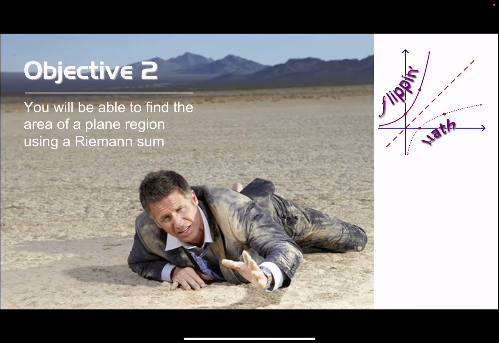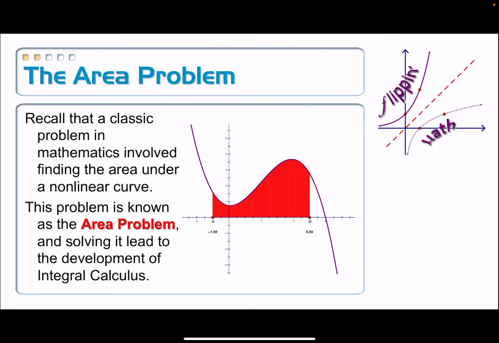So you might remember at the beginning of the year we discussed two major problems that led to the development of calculus. The first one was the tangent line problem, which gave us differential calculus, and the second one is the area problem. And the solution to the area problem gives us integral calculus, which is what this whole entire unit is about. So more or less, what we want to do is find the area underneath some nonlinear curve bounded by the x-axis, like what's in the diagram.